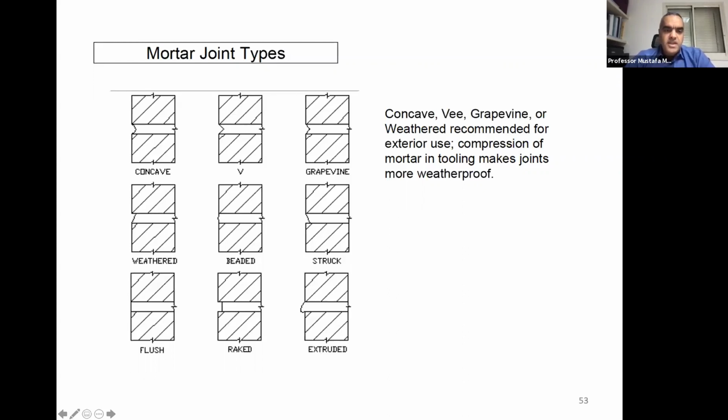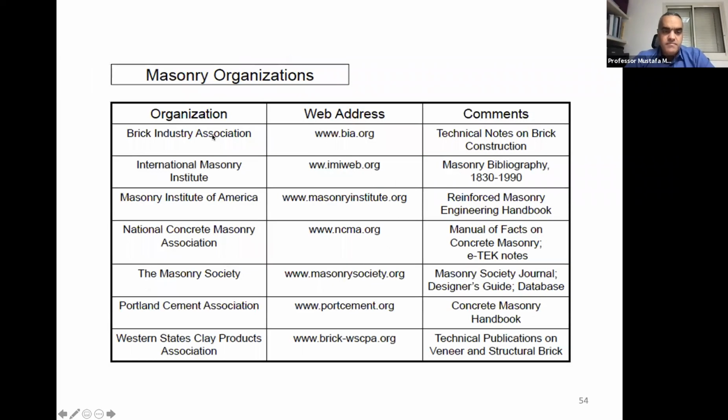Okay, masonry organizations. At the beginning we talked about the BIA, the Brick Masonry Association, and the NCMA, but there are other organizations, and here you have their websites. So you can refer to them for whatever technical notes or other information you may need. Okay.